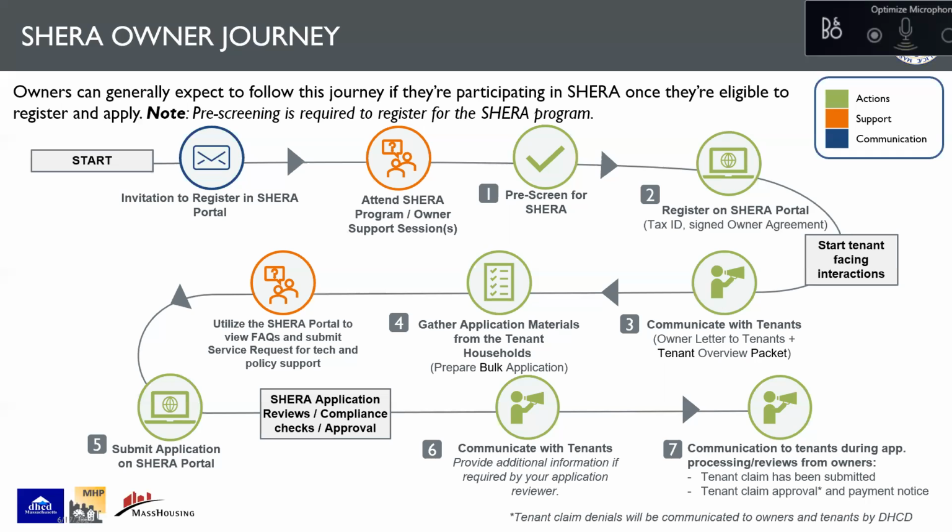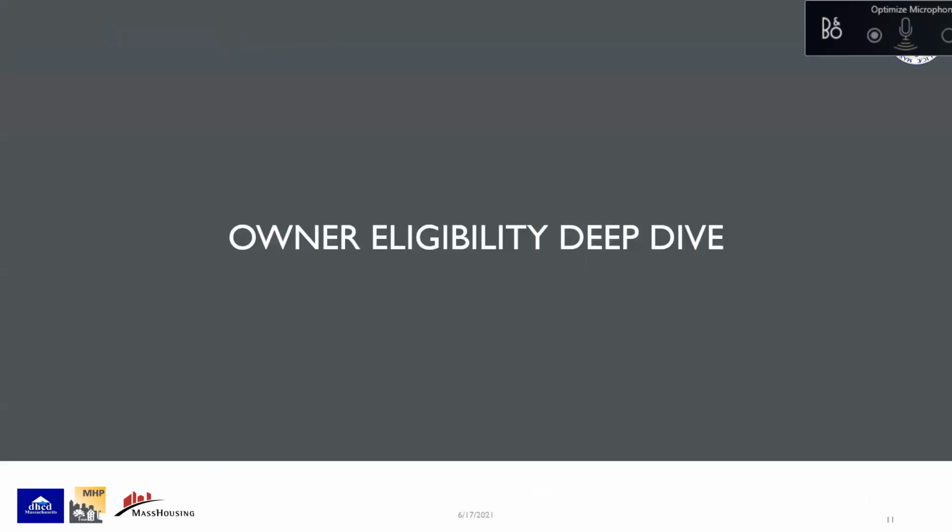Once the applications are submitted, they are reviewed. Approvals and denials will be communicated to the property owner, the users that are actually submitting the application on the resident's behalf. And the owner has the responsibility of informing the resident of the outcome of their application. So I'll turn it over to McQueen, who will go into owner eligibility.